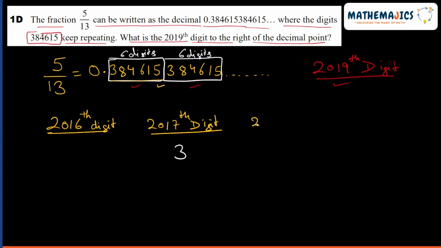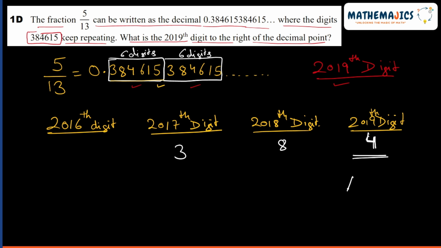What will be the 2018th and 2019th digit accordingly? Yes, let's see. The 2018th will be, what is the digit after 3? It is 8. What is the digit after 8? It is 4. So the 2019th digit will be 4 according to this question. Our answer will be 4. Yes, 4 will be the 2019th digit.